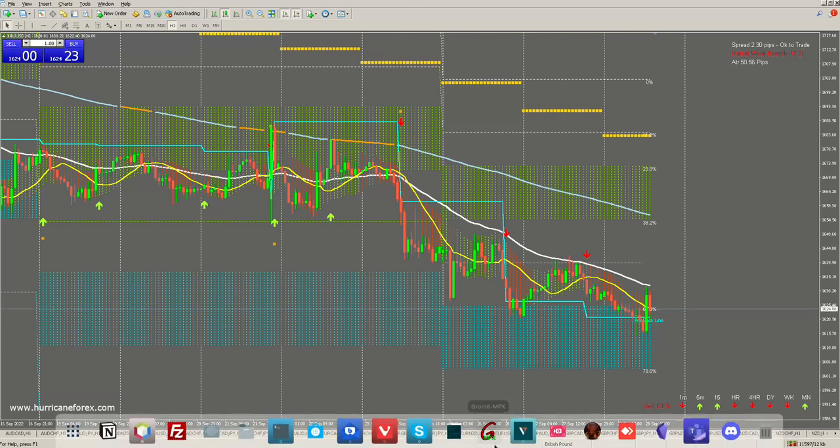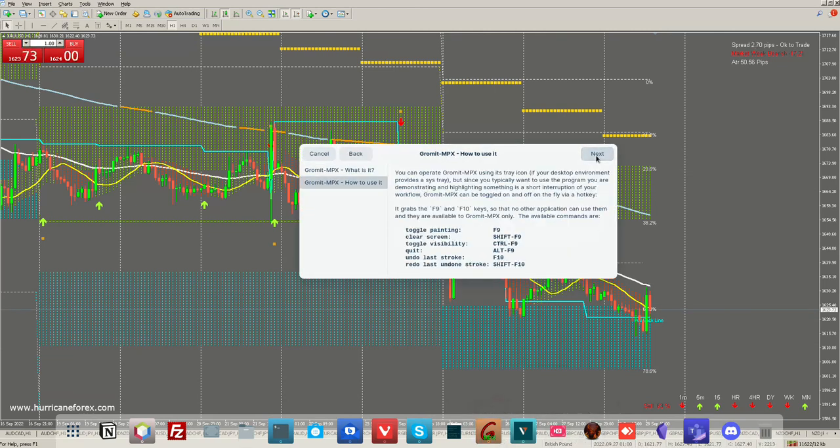So I'm just going to start a little program that I forgot to start. I'm actually running on Linux, on Zorin OS Linux, and so I need this little tool.